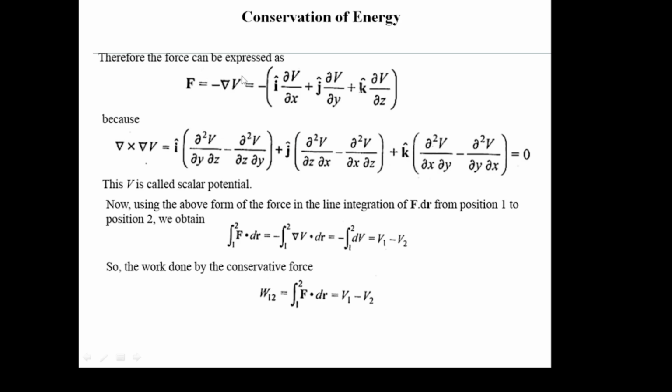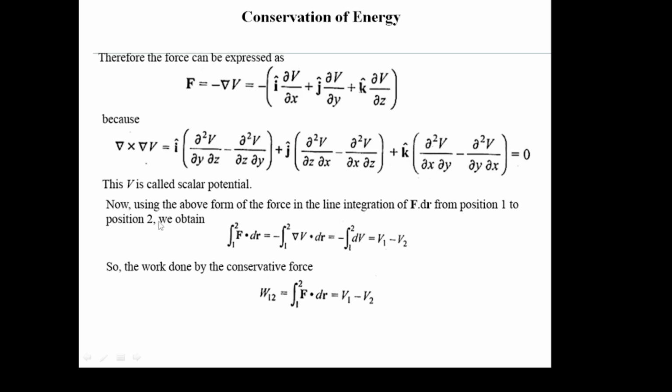So V is the potential field. Here del is the del operator. We already know that it is i cap del/del x plus j cap del/del y plus k cap del/del z. And del cross del V is always 0. So this V is called the scalar potential.